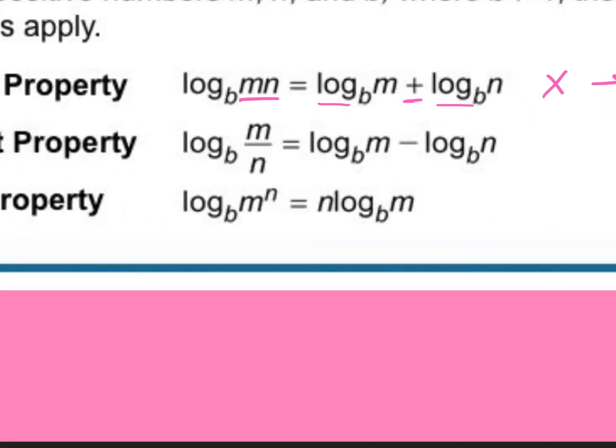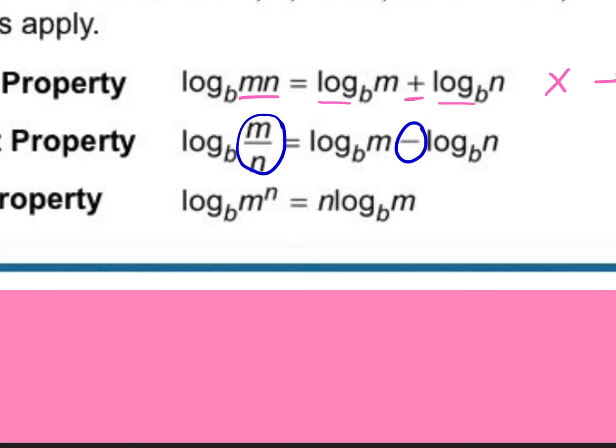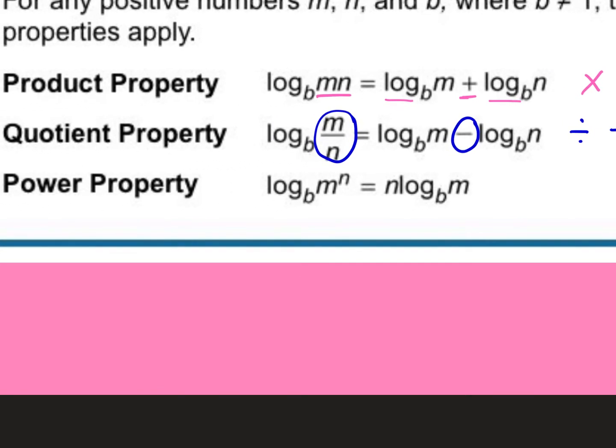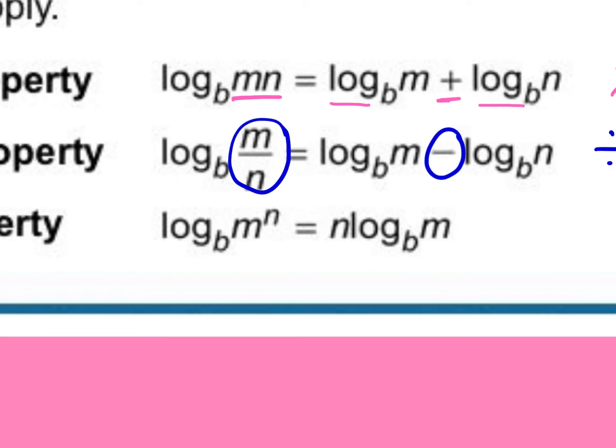For our quotient property, this is when we divide. So when we're dividing two things, dividing goes with subtraction. So when we break it up, we subtract. So dividing goes with subtraction. And then our exponent property, or power property, when we have an exponent, when we expand it, we move it to the front of the log. So notice here it's being multiplied in front of the log.